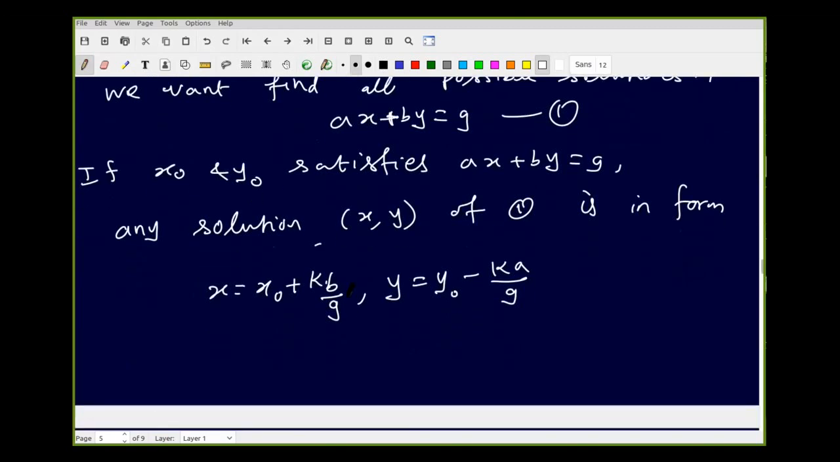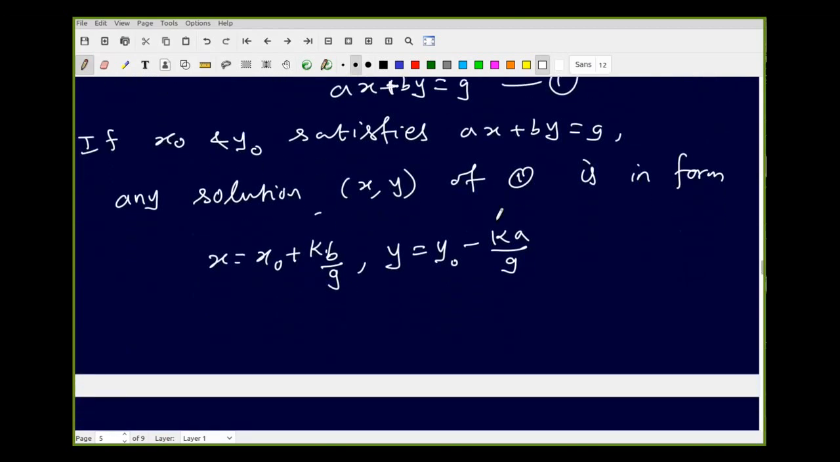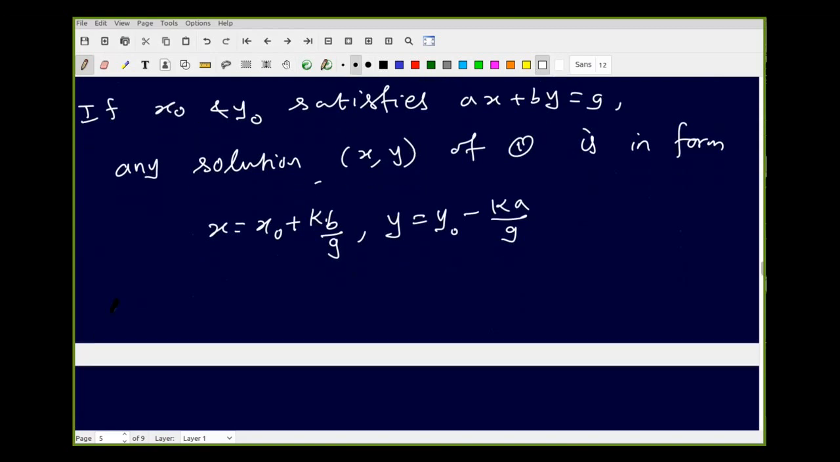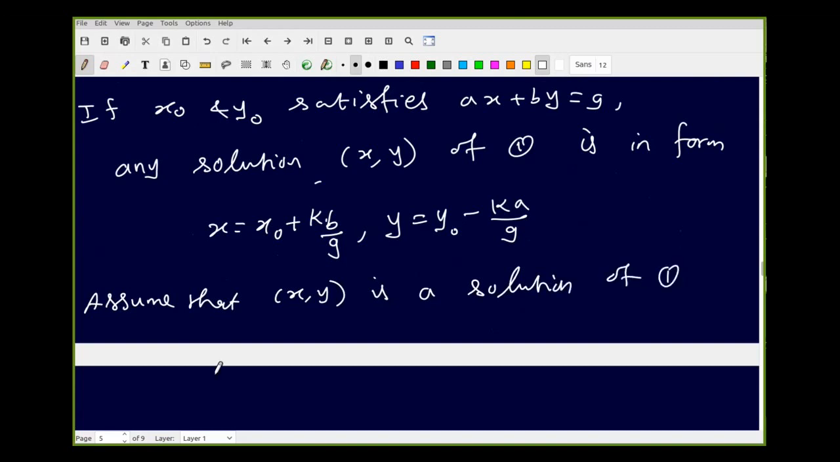Okay, this can be easily proved. We assume that (x, y) is a solution, and (x₀, y₀) is already a solution, right? What about the difference? Assume that (x, y) is a solution of 1, then a(x − x₀) + b(y − y₀).